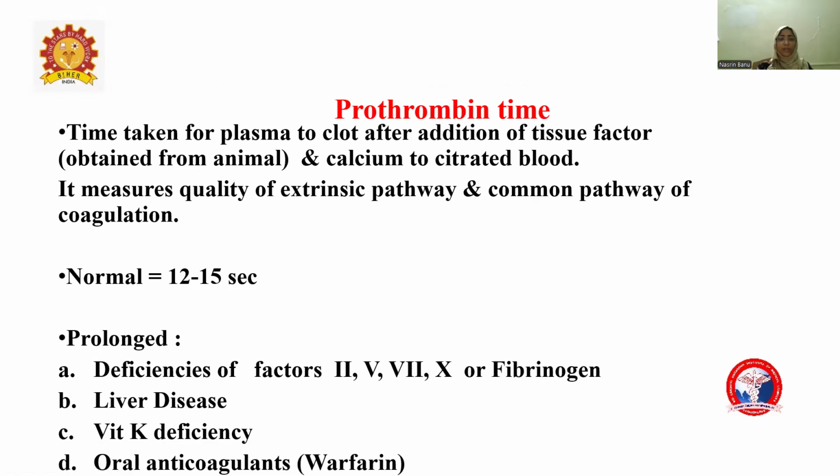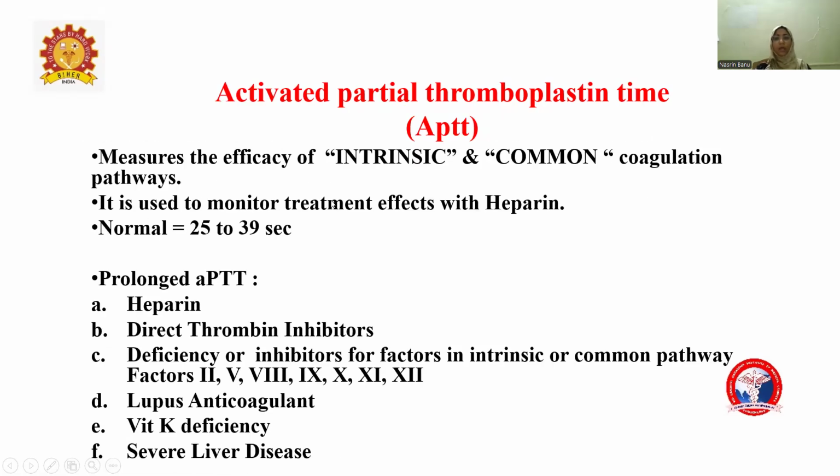What is prothrombin time? This is the time taken for plasma to clot after addition of a tissue factor. This tissue factor is obtained from animals, and we add calcium to the citrated blood. So with the addition of tissue factor and calcium to the citrated blood, the time taken for this plasma to clot is defined as prothrombin time. It measures the quality of the extrinsic pathway and common pathway.